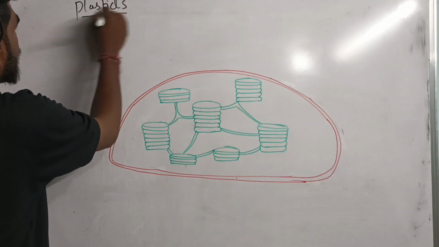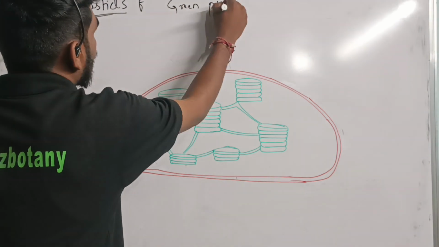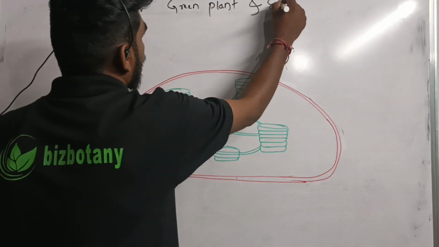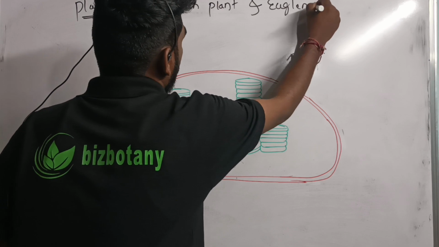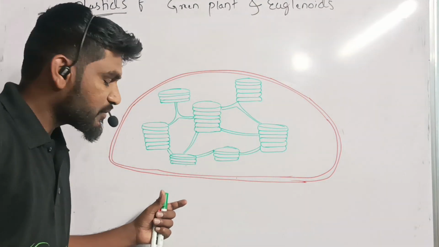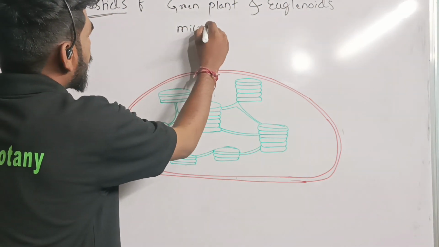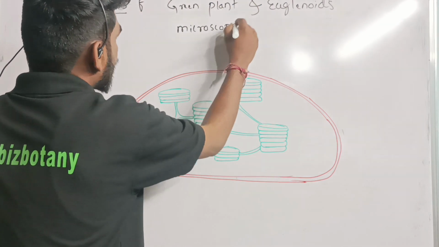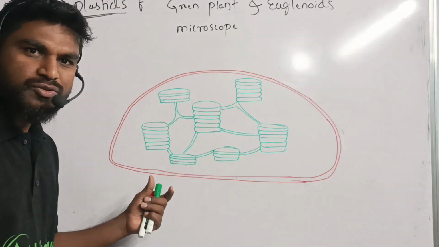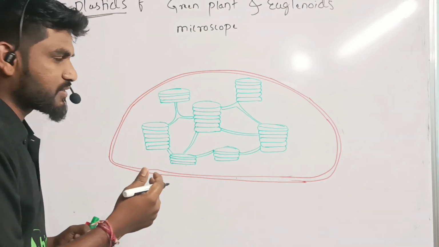प्लास्टिड्स आर यूजुअली प्रेजेंट इन ग्रीन प्लांट्स एंड euglenoids. Usually because of their larger size they can easily be observed under a microscope. These plastids bear some pigments which impart different colors to the plants.